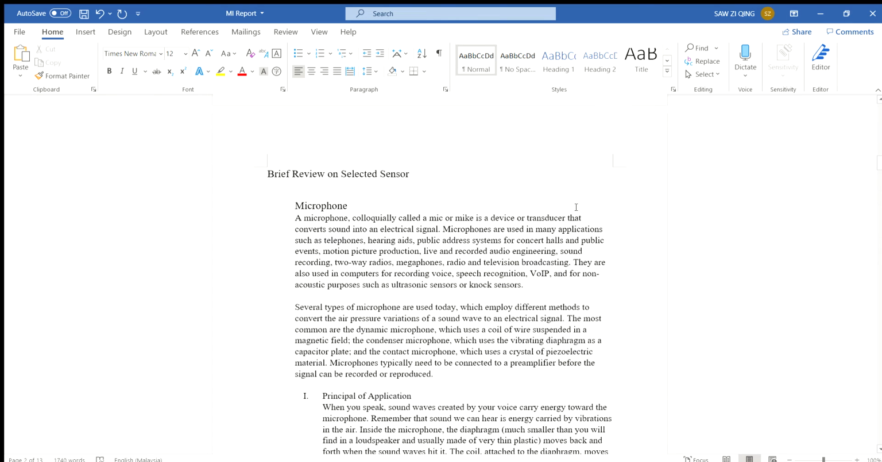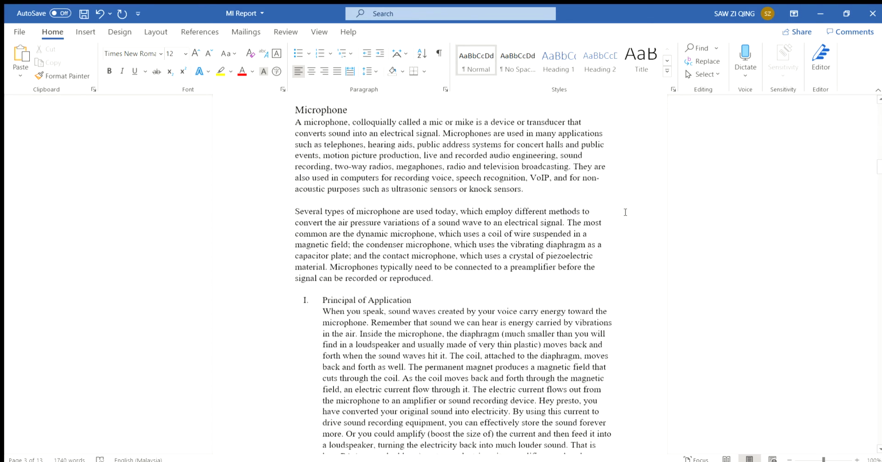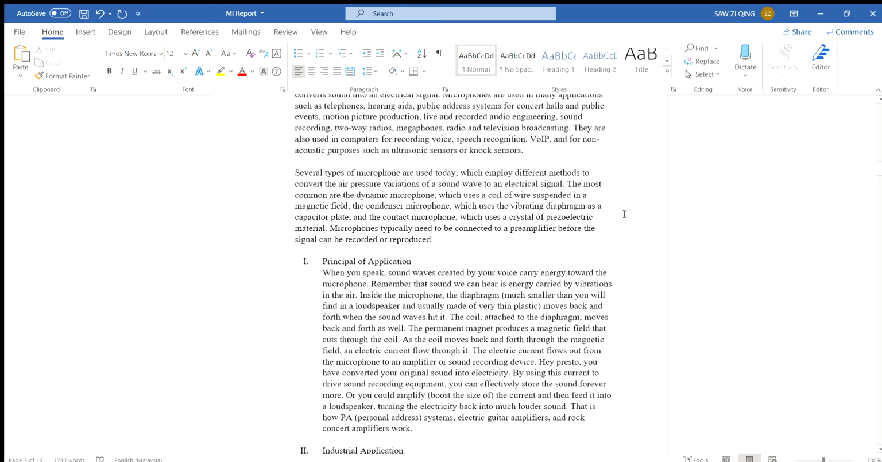Brief review on selected sensor. Microphone. A microphone, colloquially called a mic or mike, is a device or transducer that converts sound into an electrical signal. Microphones are used in many applications such as telephones, hearing aids, and public address systems for concert halls and public events. Several types of microphones are used today, which employ different methods to convert the air pressure variations of a sound wave to an electrical signal.